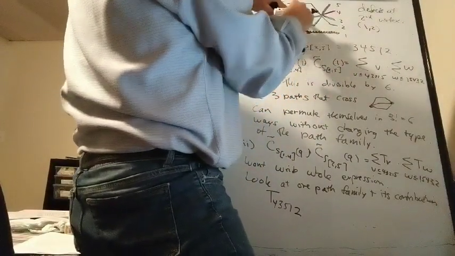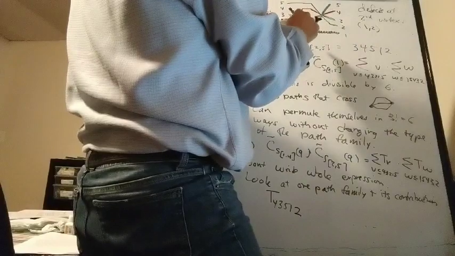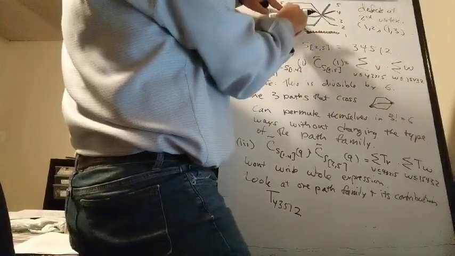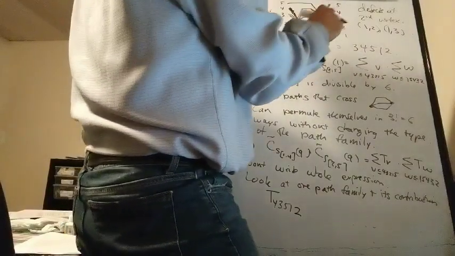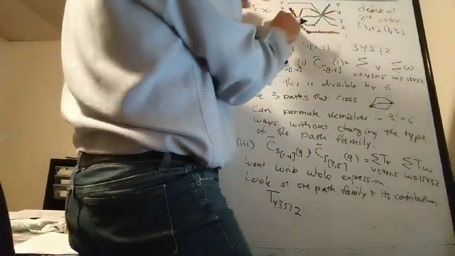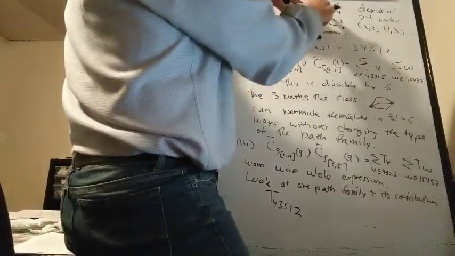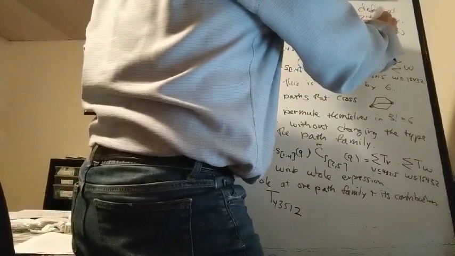1 and 3 cross and then meet again. So it's the red path and the blue. They cross and meet again. And then blue and green do not cross. They meet, but they don't cross. They meet and then meet again. So not 2 and 3.